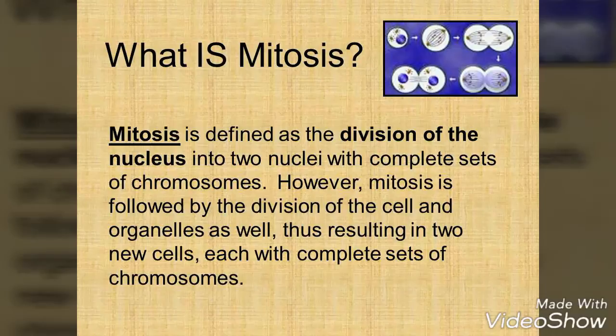What is mitosis? It's defined as the division of the nucleus into two nuclei with complete sets of chromosomes. However, mitosis is followed by the division of the cell and organelles as well, resulting in two new cells each with complete sets of chromosomes.